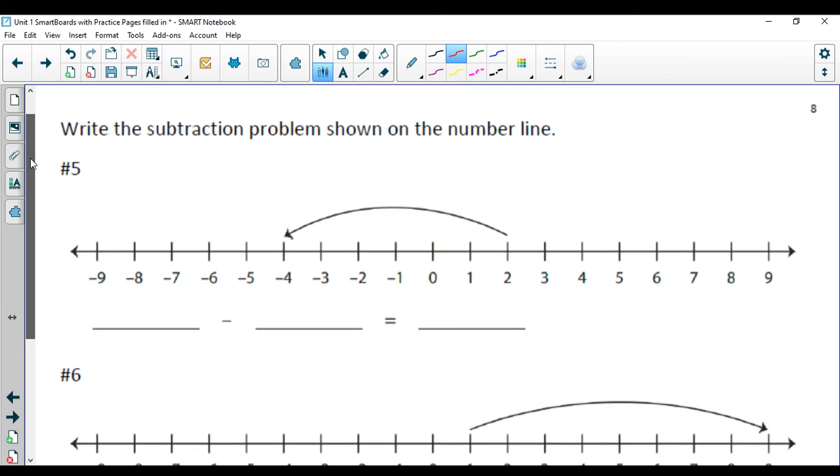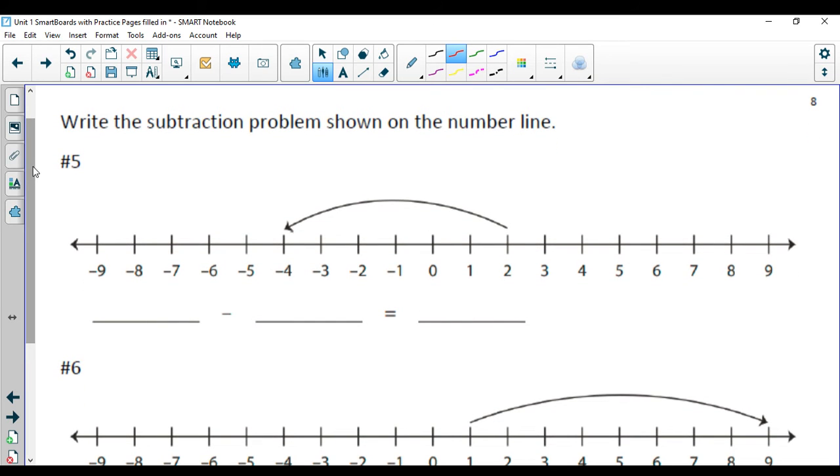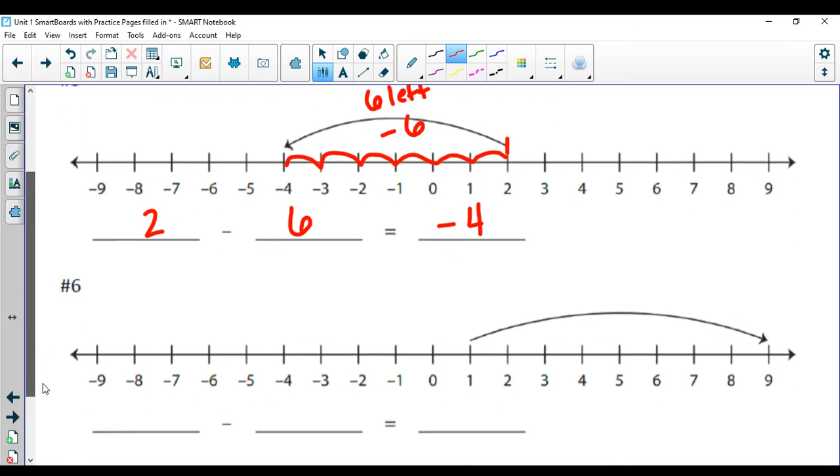In number 5, we're writing the subtraction problem shown on the number line. Starting point is a 2. We are moving to the left. 1, 2, 3, 4, 5, 6. So 6 left, which would be a minus 6 for us, because that's a negative movement. And because it's a minus 6, we already have 2 minus 6. So we're just going to write that down there. And the answer is a negative 4.